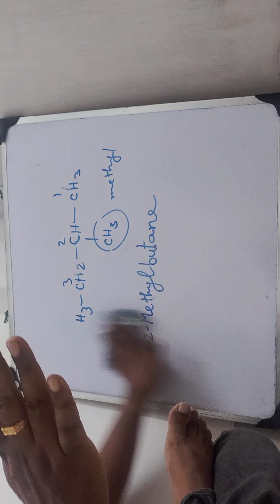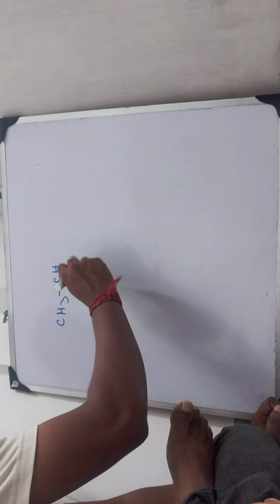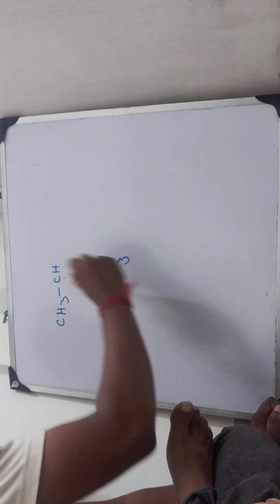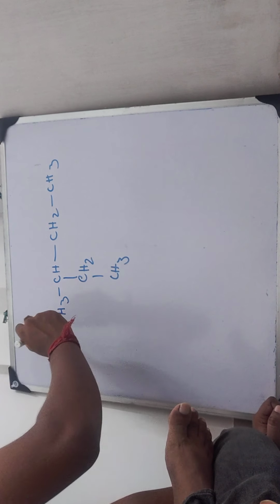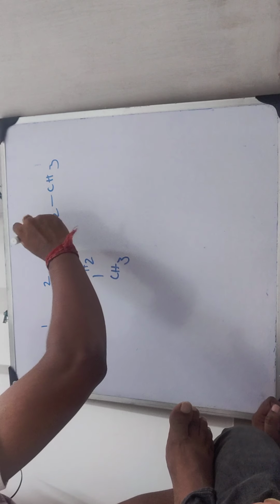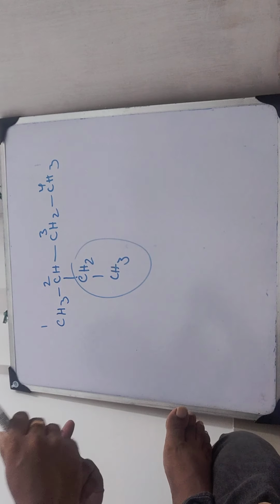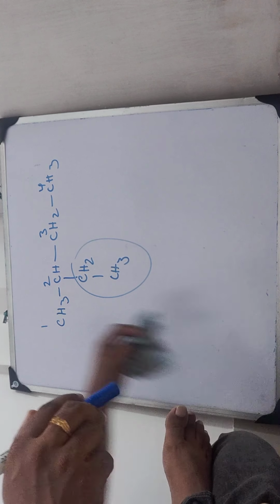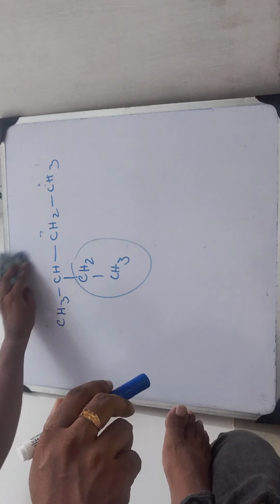Okay, fine. So let me tell you what is the name of this one. Tell me. CH3, CH, CH2, CH3, CH2, CH3. You will say, sir, if we place 1, 2, 3, 4, then the functional group will come under 2. No, my dear, actually you are wrong, because the longest chain is not correct. This is not the longest chain.